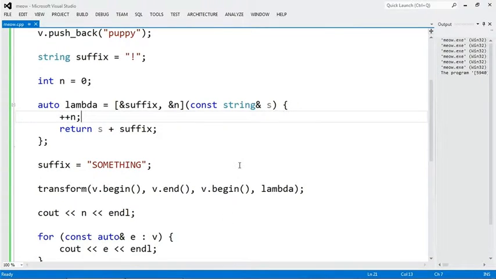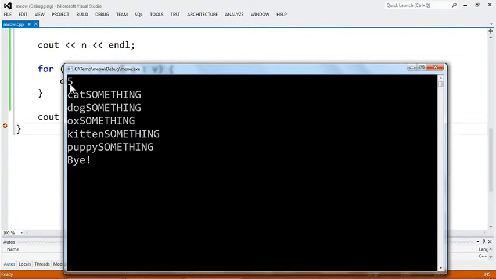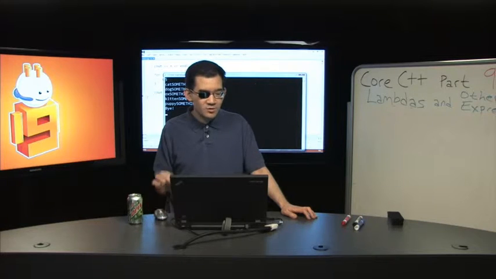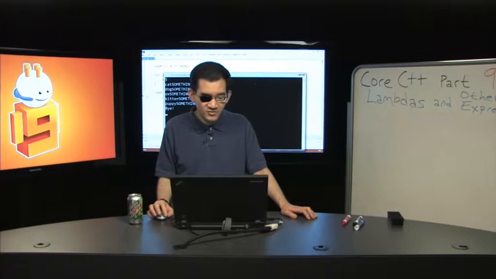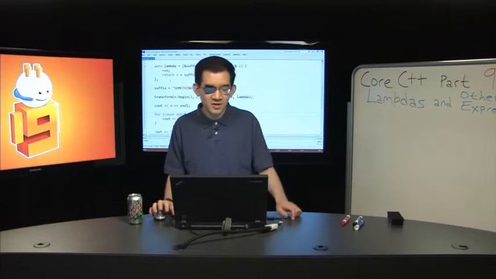So I can compile and run this. And here I get 5 printed out because this function object was invoked 5 times and incremented n 5 times. So this is a way for lambdas to communicate directly with local variables from where they were launched. And it's just a reference data member. There's no magic here. No magic whatsoever.